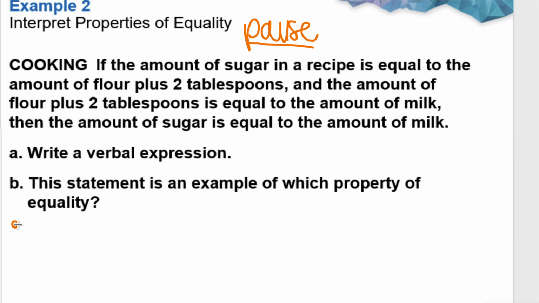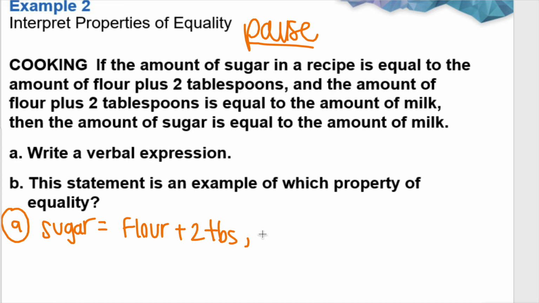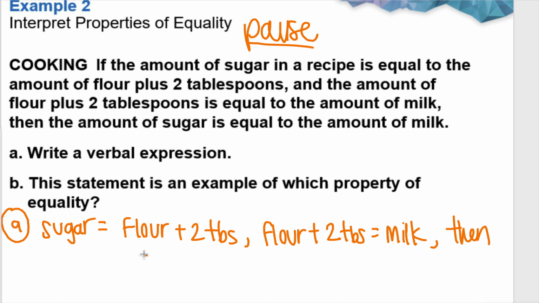All right, so letter A, I'm going to squeeze down here. Write a verbal expression. So the first part, it says the amount of sugar is equal to the amount of flour plus 2 tablespoons, right? TBS. And then it says flour plus 2 tablespoons is equal to milk, then sugar is equal to milk.